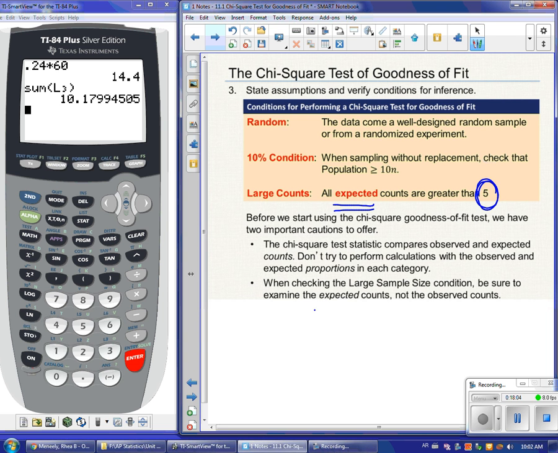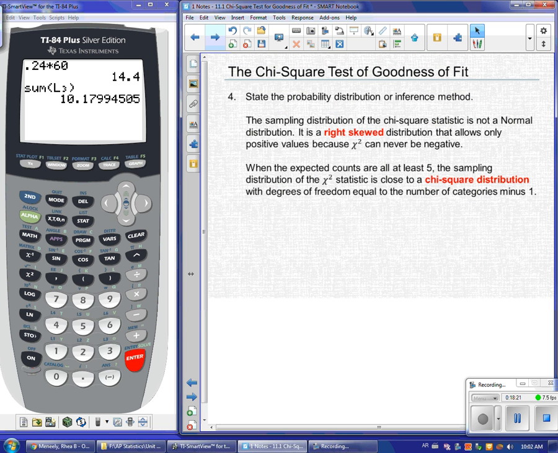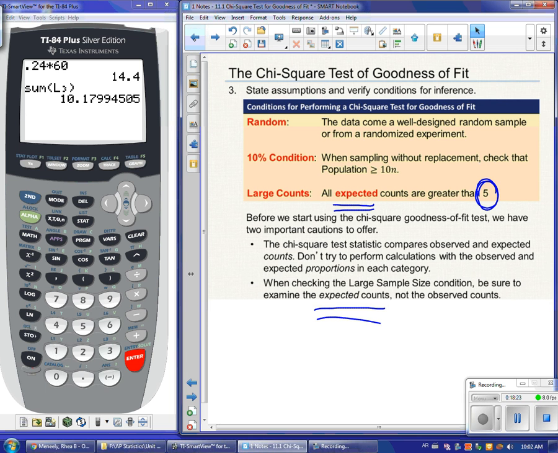So this is often something that you have to compute. And so you want to make sure that all of those values are more than 5. And remember, when we were dealing with tests for proportions, we were able to look at what we saw in our sample as being successes and failures. But when we're doing chi-squared, you have to look at your expected counts. Okay, so let's just double check to make sure that those conditions are met.